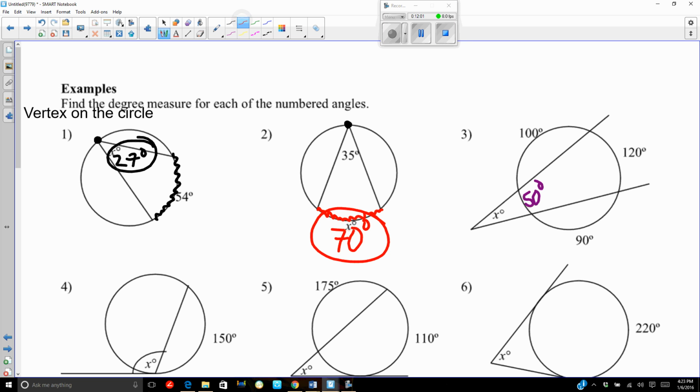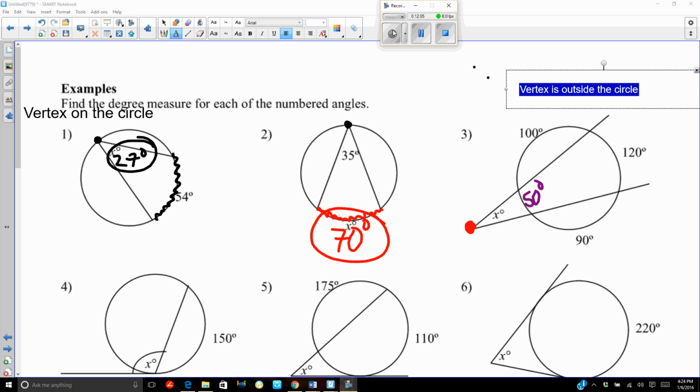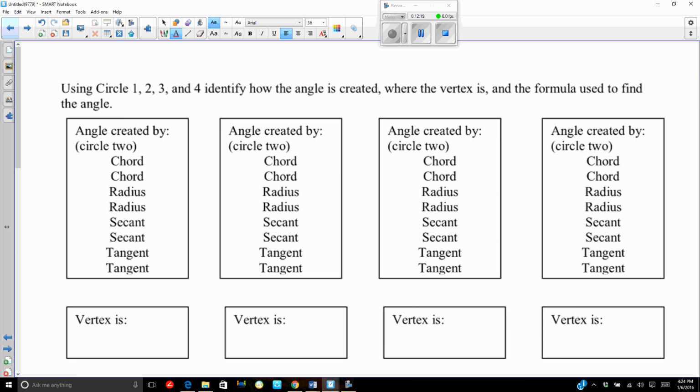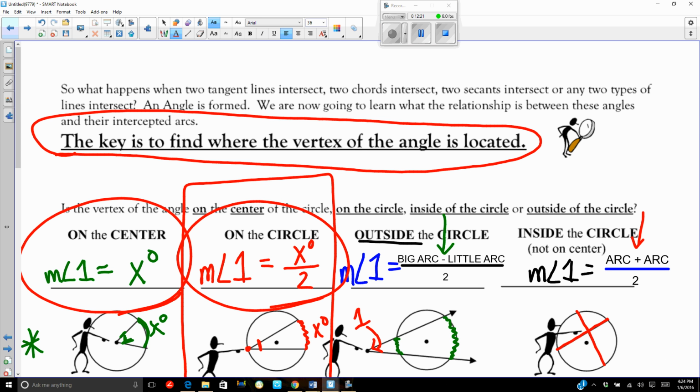So again, we want to identify where the vertex is. So in this problem, you see the vertex is on the outside of the circle. So we want to go back to the formula page and see which formula we're going to have to use. It's okay to go back and look at the formulas. You're not going to have them memorized right away. So I'm going to go back. The vertex is on the outside of the circle. So I see very quickly, if it's on the outside of the circle, I'm going to use this formula right here. The big arc minus the little arc divided by 2.